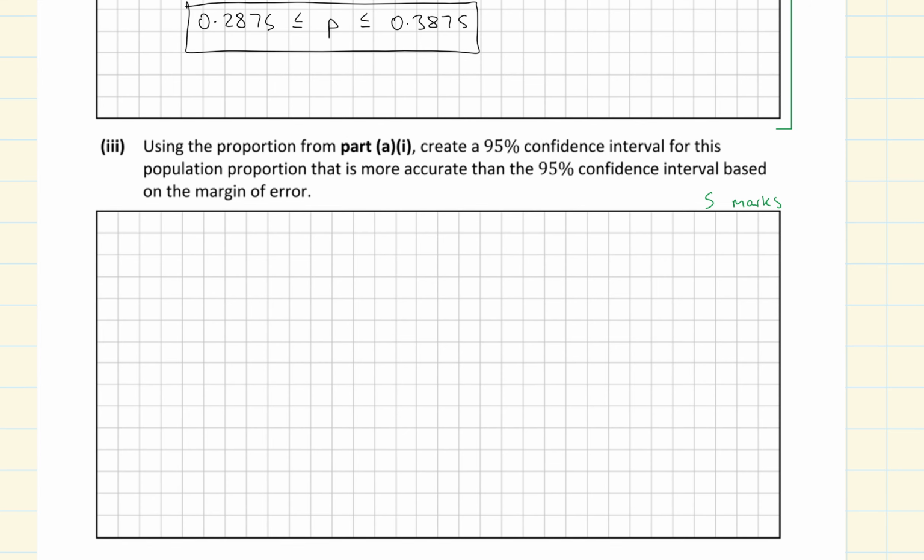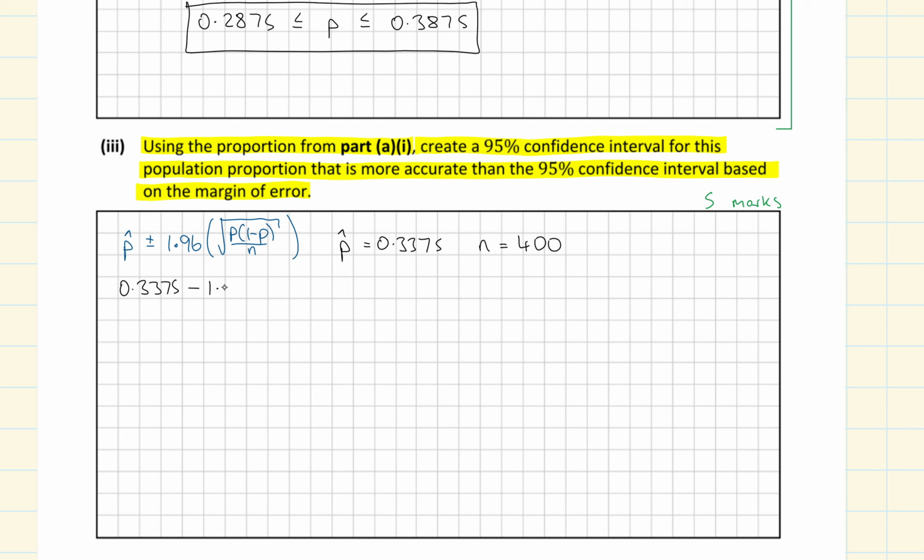Part 3 now. For 5 marks, they say use the proportion from part 1. So that's our 0.3375. Create a 95% confidence interval for it. And they tell us it'll be more accurate. Okay, so now we go to our standard formula. So it'll be p hat plus or minus 1.96 times the root of p times 1 minus p all over n. We know p hat is 0.3375. P we don't know, so we substitute for p hat, and n is our original number, which will be 400.